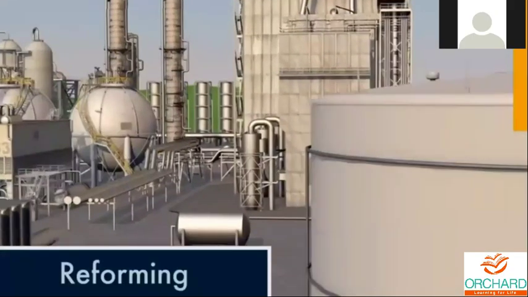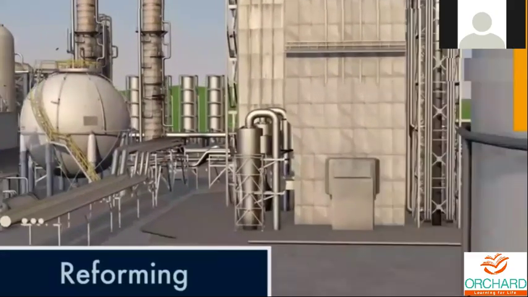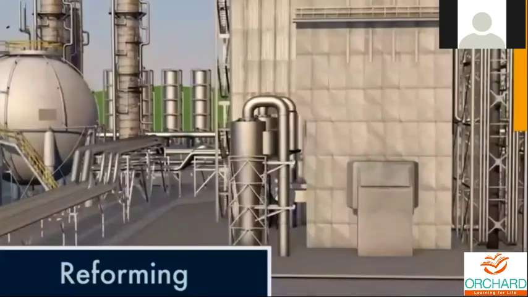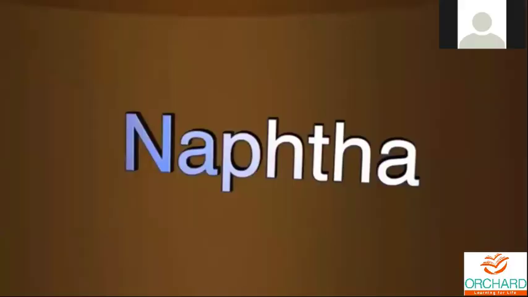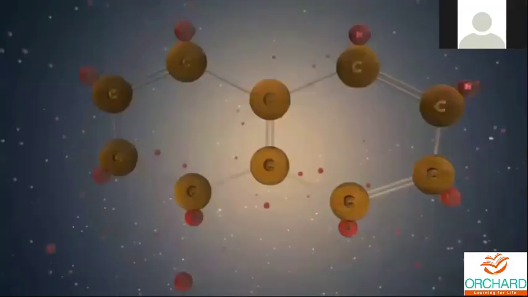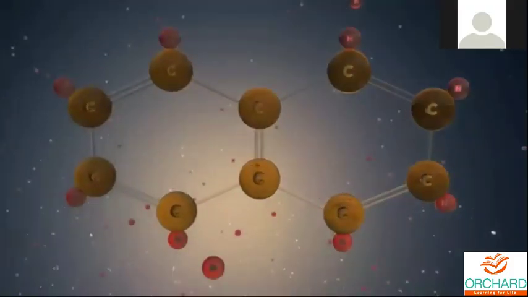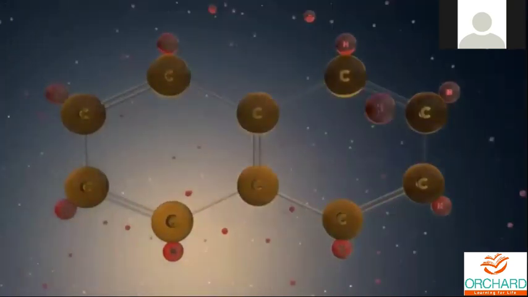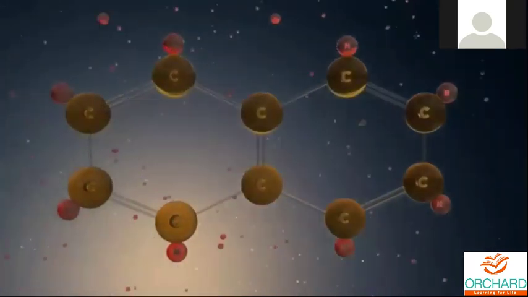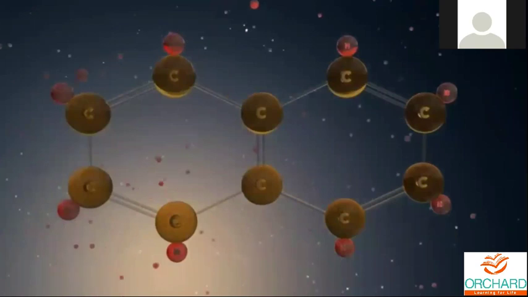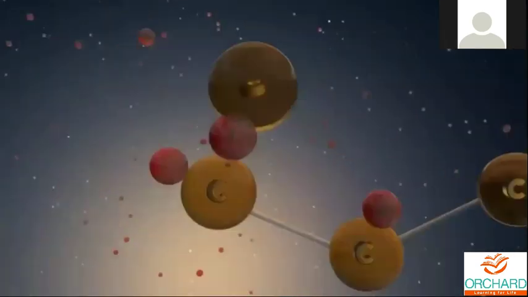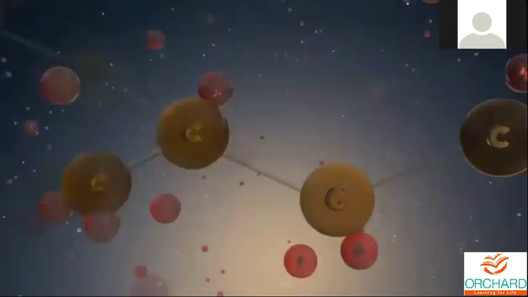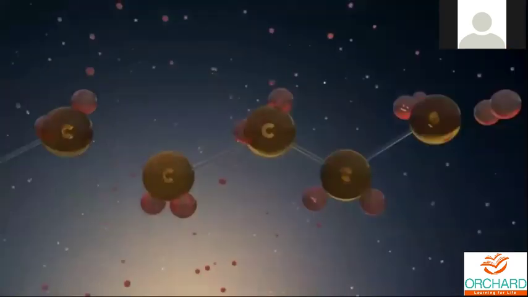Reforming is a process that increases the amount of gasoline produced from crude oil. One of the products separated in the distilling process is a liquid called naphtha. The number of carbon atoms in naphtha is about the same as the number found in gasoline, but their structure is more complex. Reforming rearranges the naphtha molecule, turning it into a usable gasoline-like molecule.